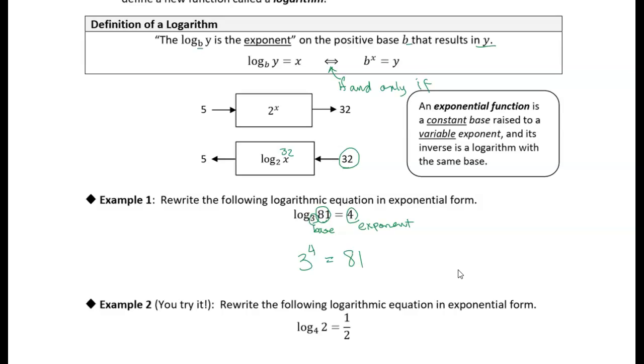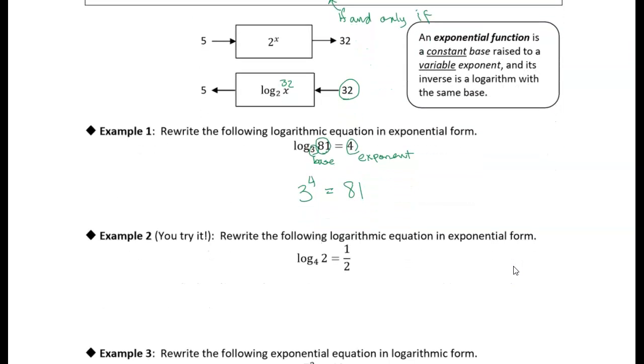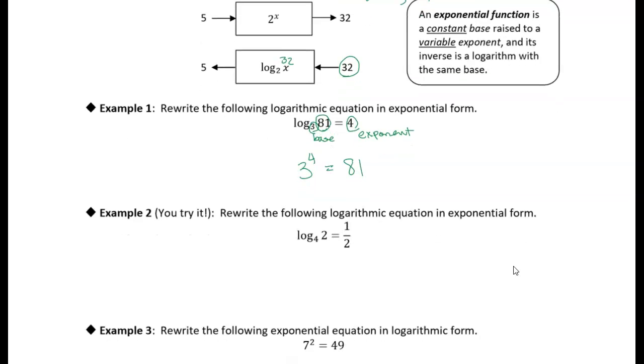Just identify the parts. We had the base, we had the exponent, we have the result. The result is actually the argument of the logarithm. It's what you're taking the log of. If you would like to, you can pause the video here and try this one on your own. It's always good to try these things as soon as you learn them so that you can remember. So pause the video, and then you can come back and I'll show you the answer.